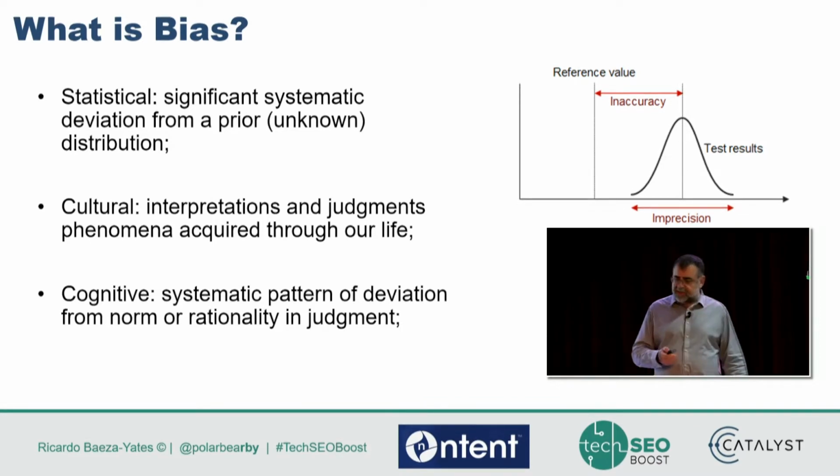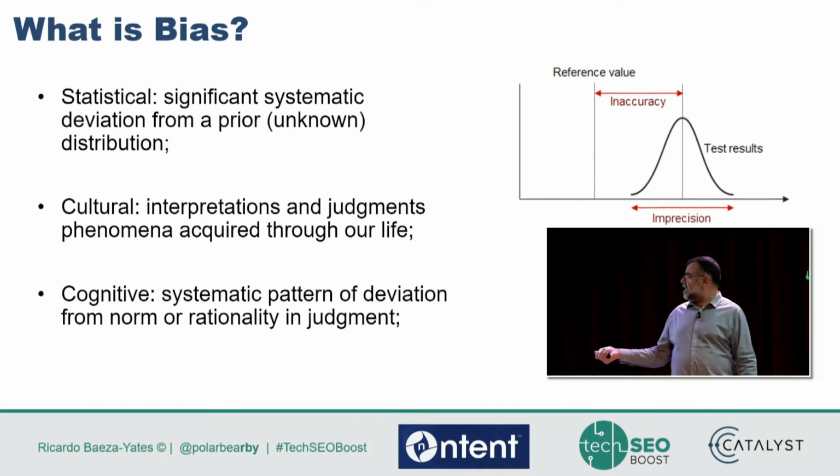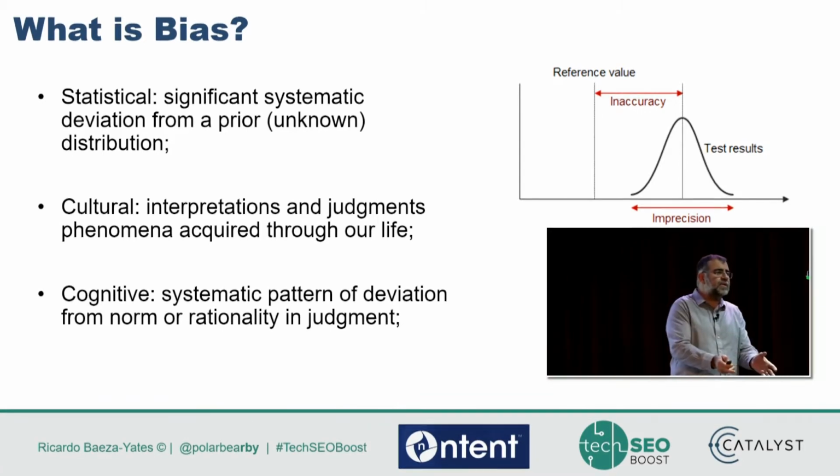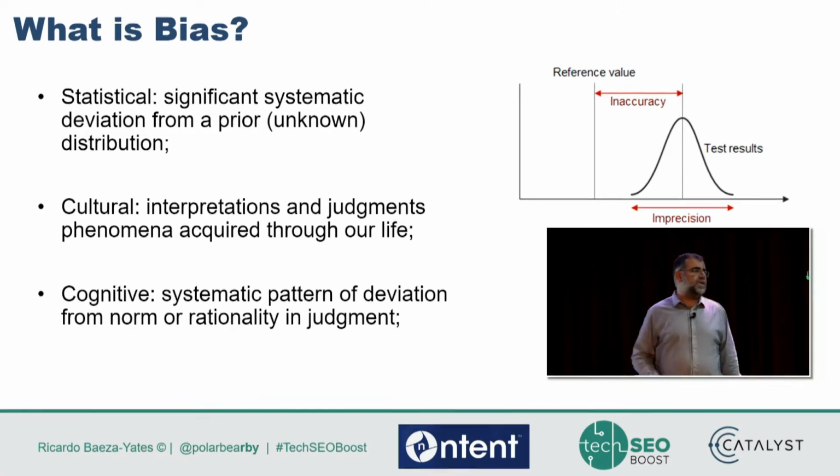So what is bias here? Bias is this. It's something that is wrong in our measurement. So the measure is fine, you get a normal distribution, but something went wrong in the experiment or in the measuring device, and we have a systematic deviation from the reference value, and we get things wrong.